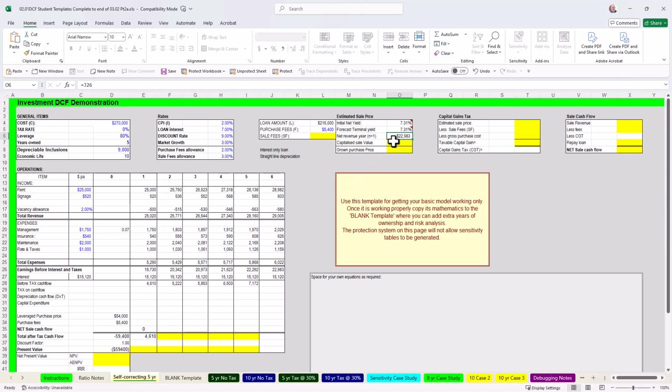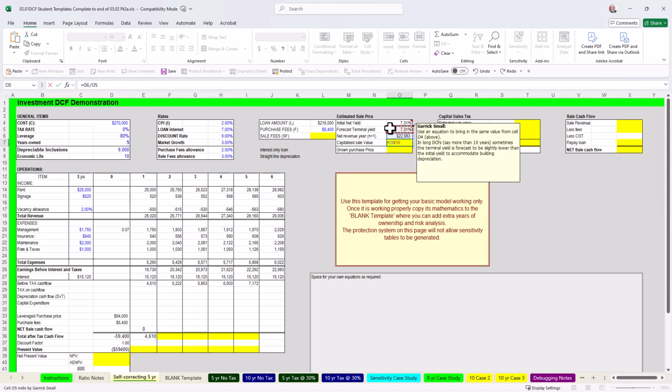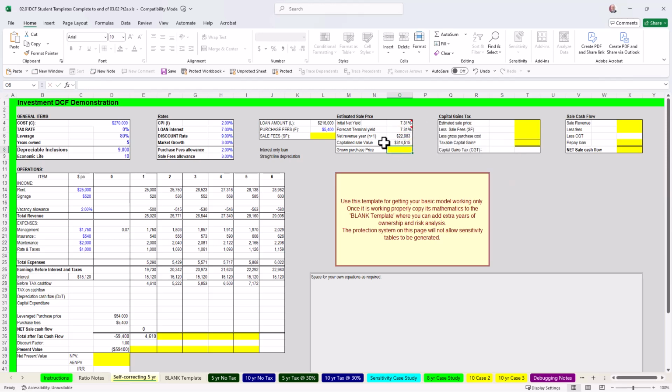That means that we can capitalize that now. We take $22,000 divided by the terminal yield, another yellow highlight goes out. That's the preferred method of calculating the notional sale price into the future.